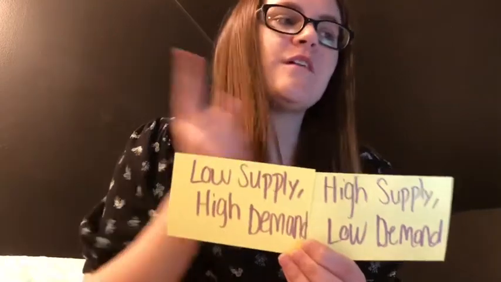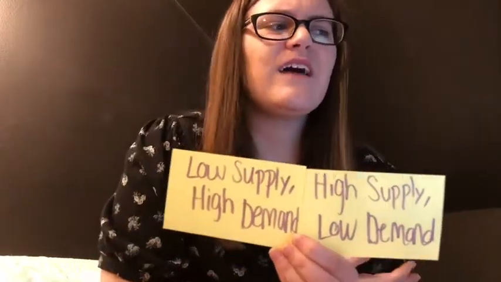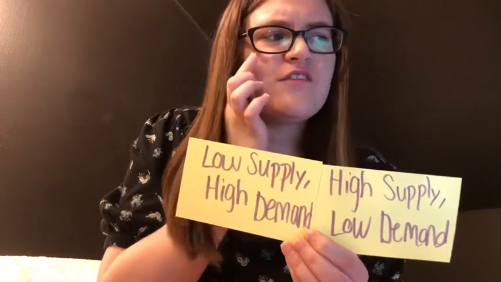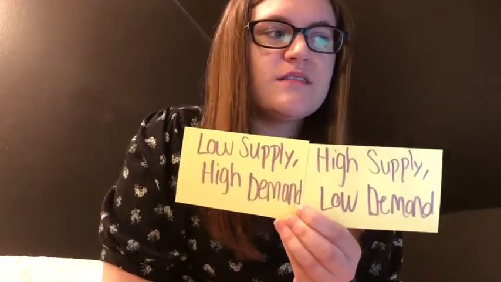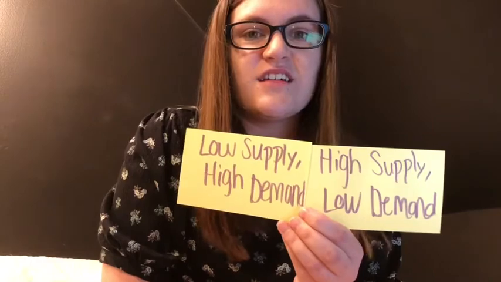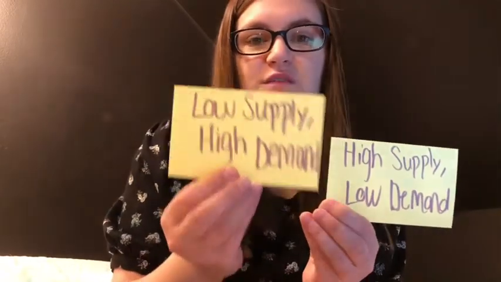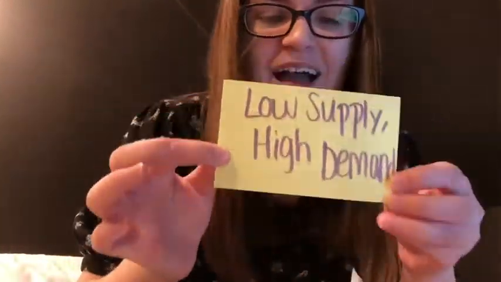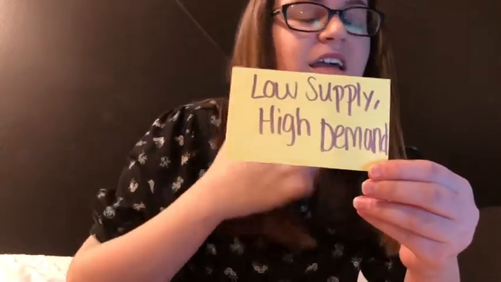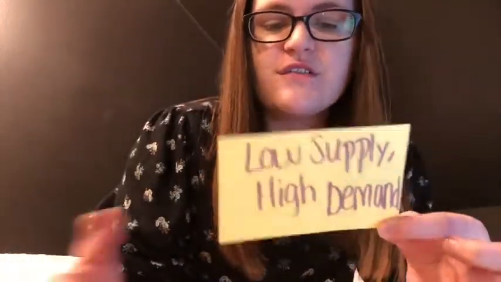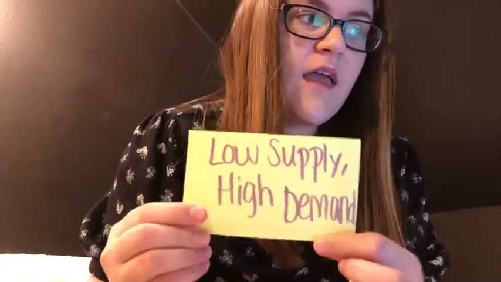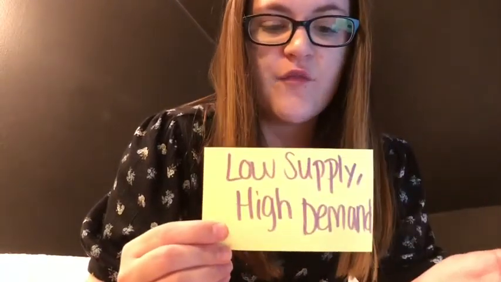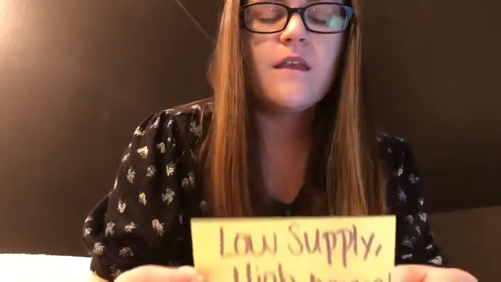So, I'm going to read off my screen. At recess, a lot of kids have to wait for a turn on the swings. What is the supply and demand of the swings? Is it low supply, high demand, or high supply, low demand? The answer would be low supply, high demand, because the kids are having to wait for a turn, so that means that the demand is high, and the supply, there's not enough swings for everybody, so the supply is low. So that's that one.